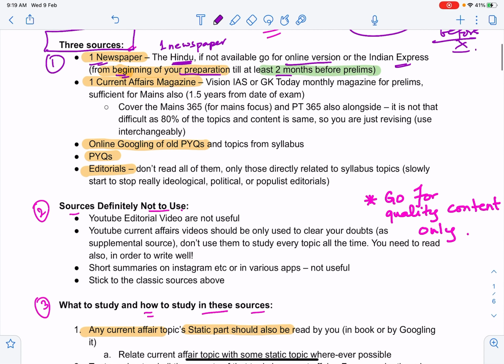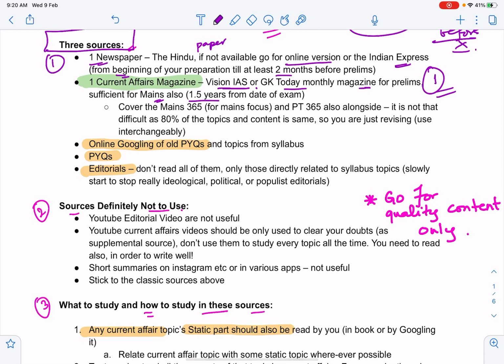The number two source that you want to definitely go for is the Current Affairs Magazine. I suggest that you either go for Vision IAS Current Affairs Magazine or you go for GK Today Monthly Magazine. Just use one. Don't use both, just use one. And these are also sufficient for mains. You don't need to study differently for mains.